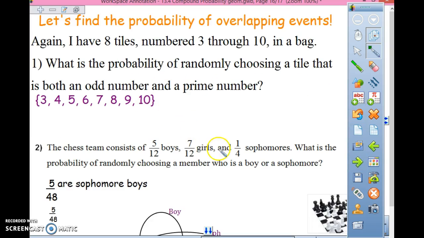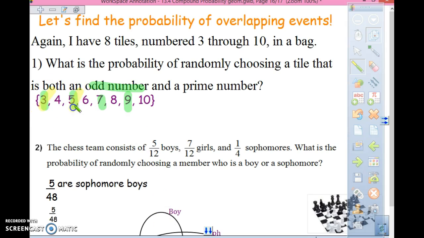So here's an example. Again, I have the 8 number tiles 3 through 10 in a bag. What is the probability of choosing a tile that is both an odd number and a prime number? So let's do our odds first. Odd: 3, 5, 7, and 9. And then we'll pick our prime numbers, 3, 5, 7. So if we use our formula, and let's change this to an "or."